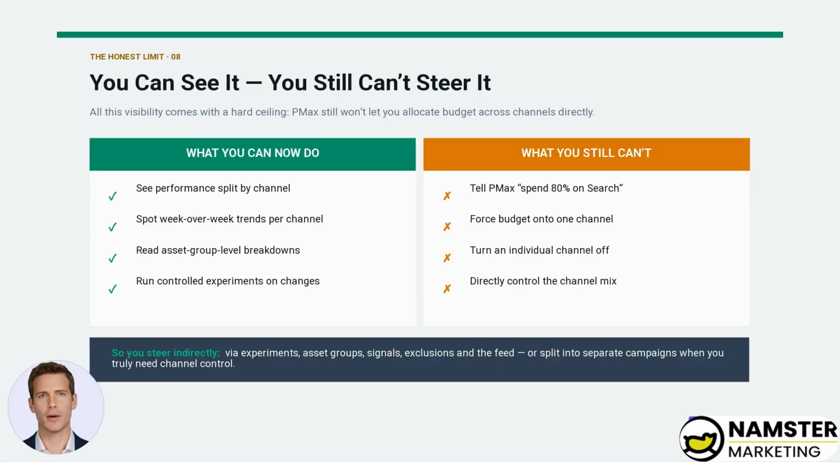We must be honest about the limits of this new visibility. While we can now see more, we still cannot steer the machine with direct force. You can see performance split by channel, spot week-over-week trends, and read asset group breakdowns. You can even run controlled experiments. However, you still cannot tell PMax to spend 80% on search, or force budget onto a specific channel. You cannot simply turn an individual channel off.